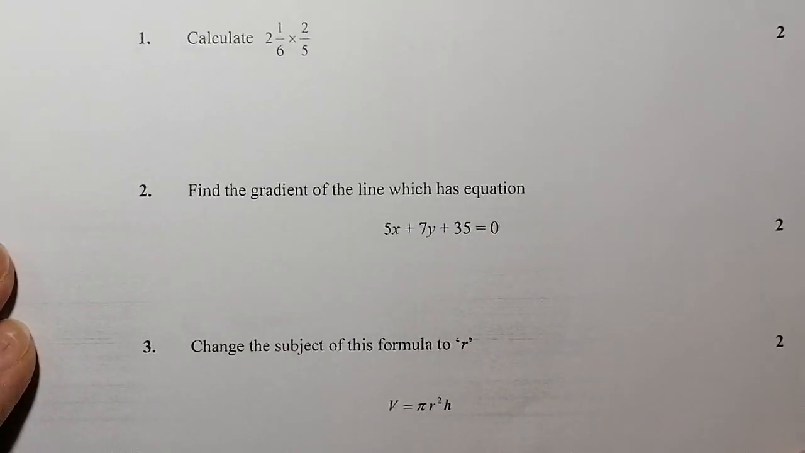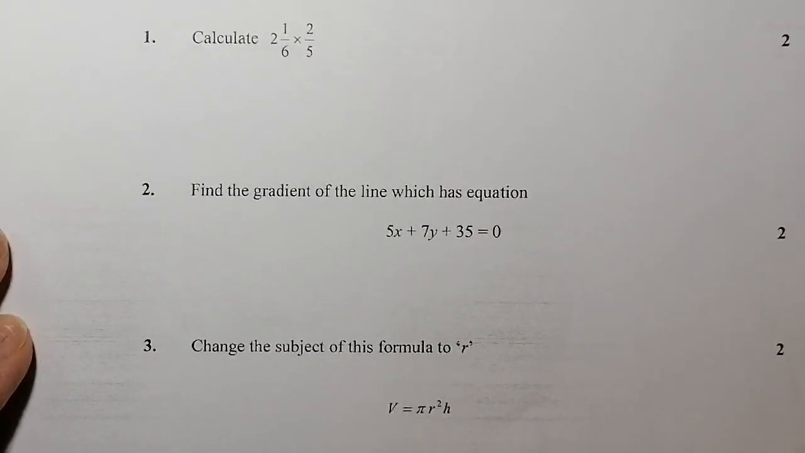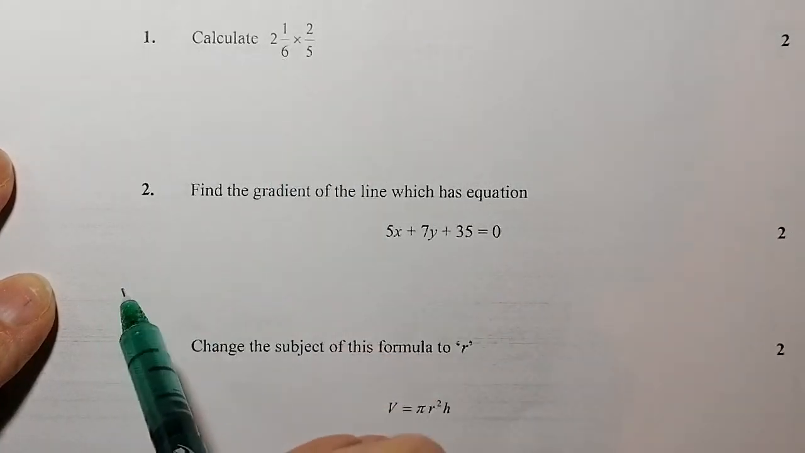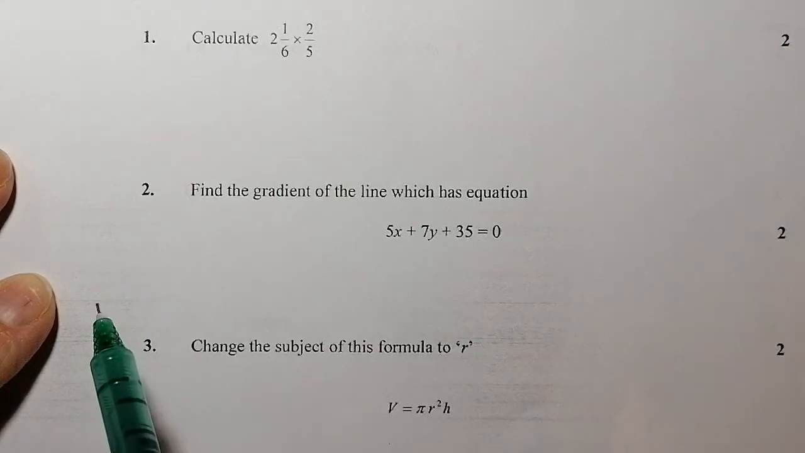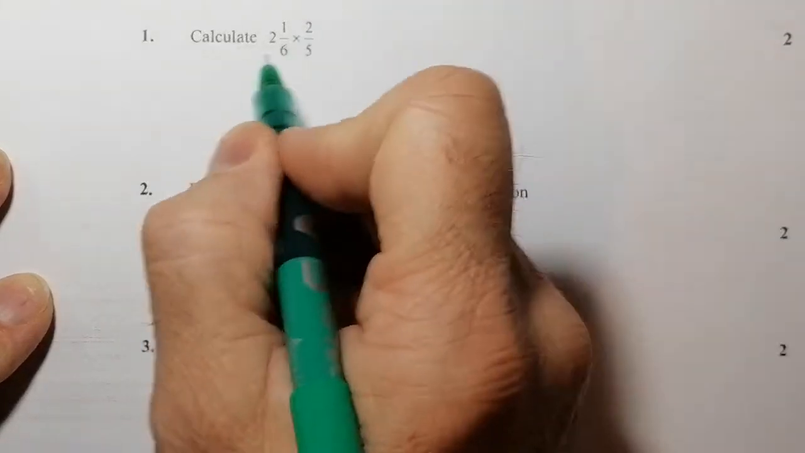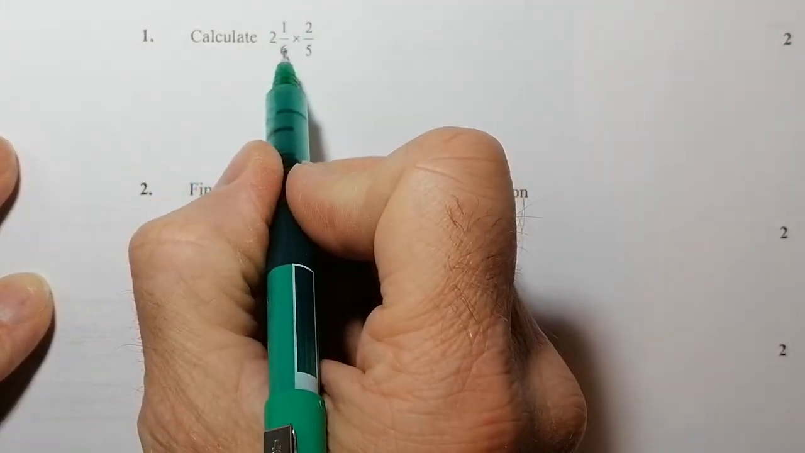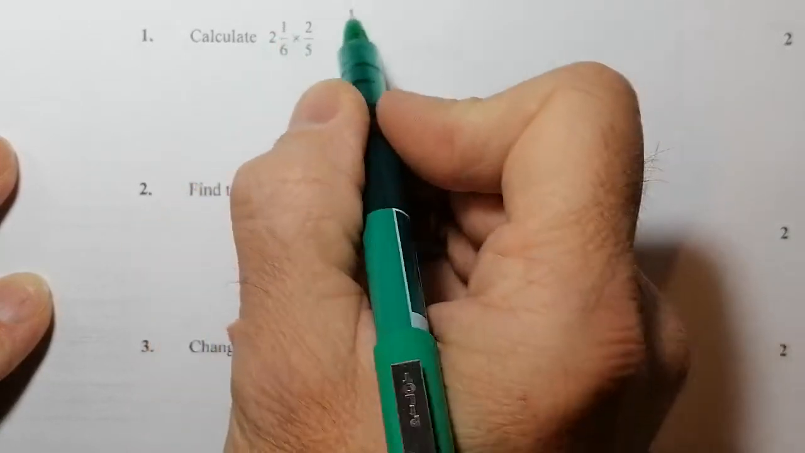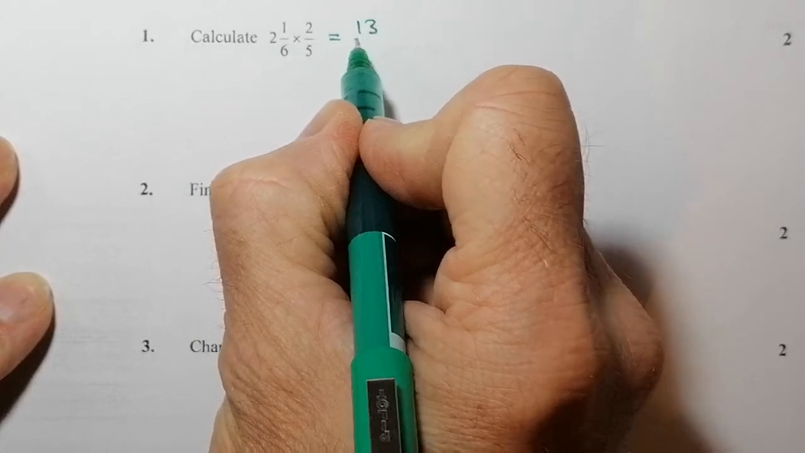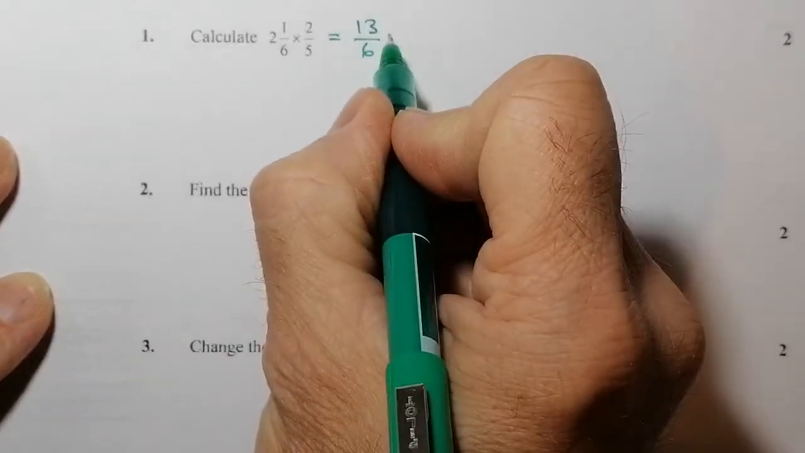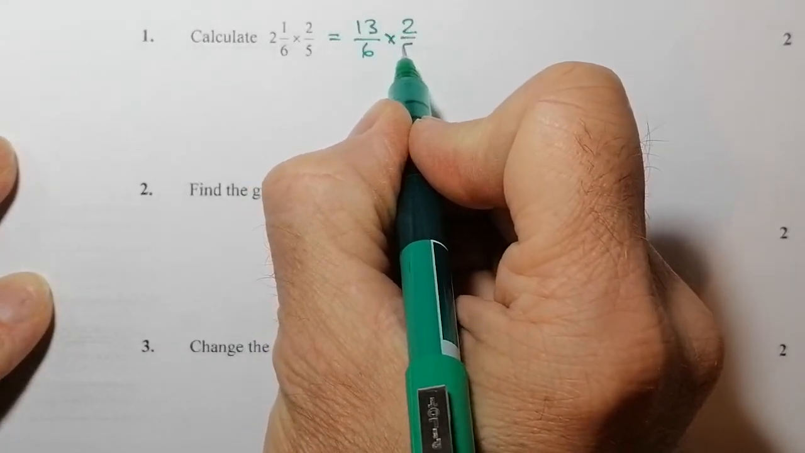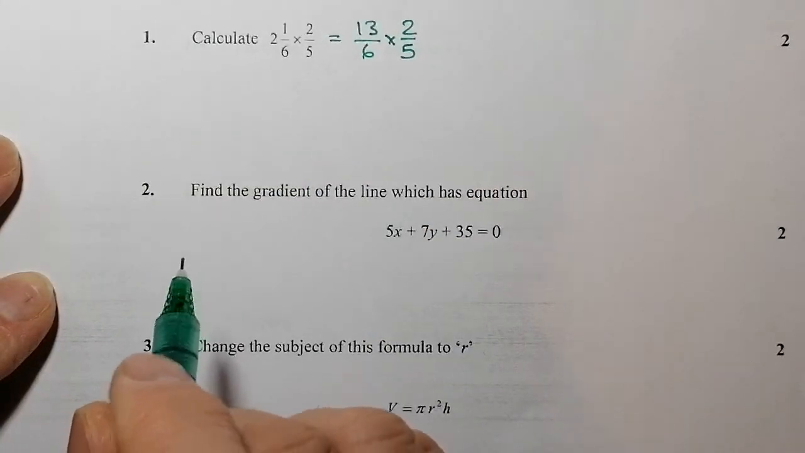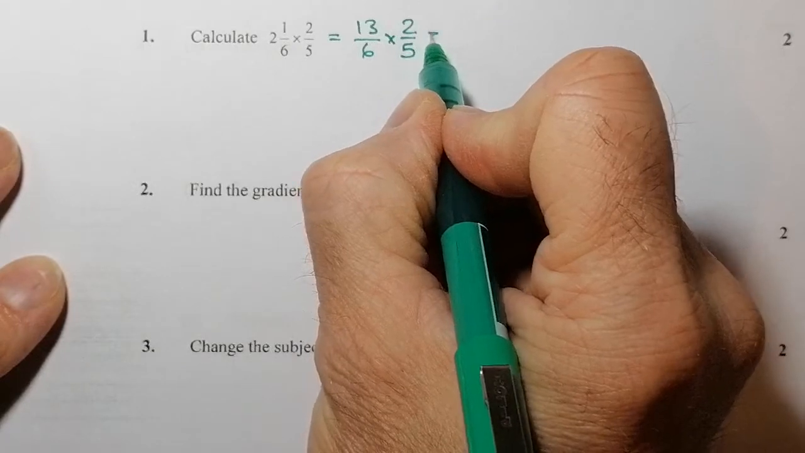Right, so let's go ahead and do the first question here. It's a fraction question. Right, so multiplying fractions, got a mixed number. I'm going to change this one to a top-heavy fraction. The way I'm going to do that is 6 times 2 is going to give me 12 plus the 1. That's going to give me 13 all over 6. I'm going to then multiply that by 2 over 5. The option I've got here is just multiplying straight across to get my solution.